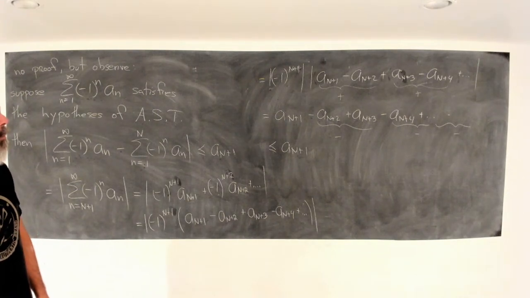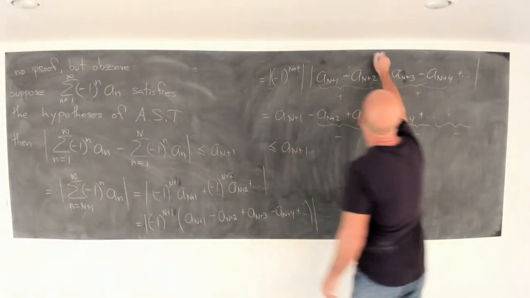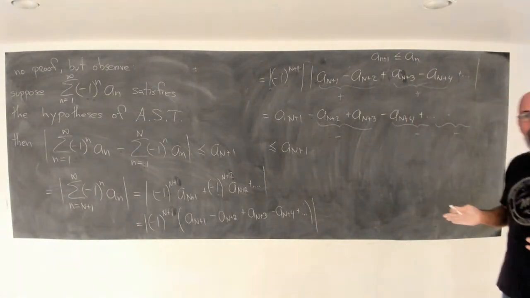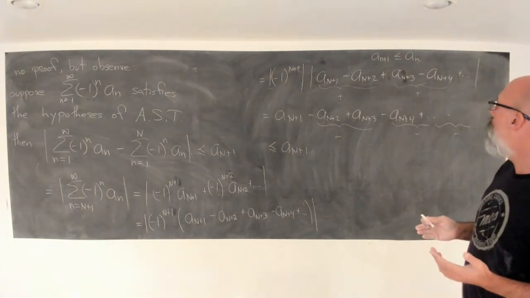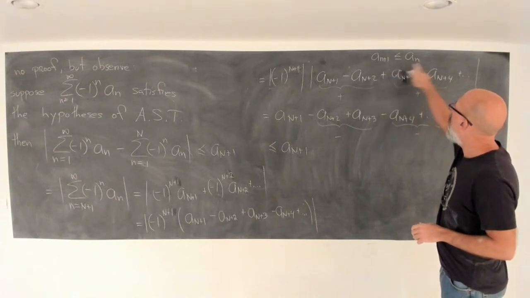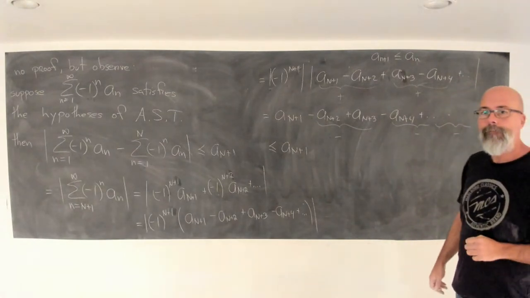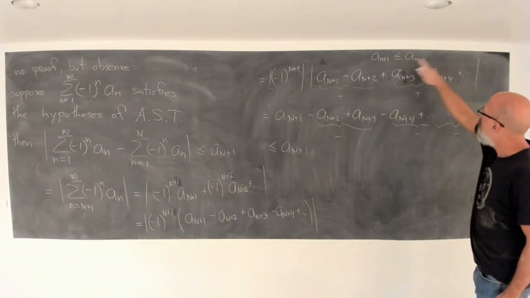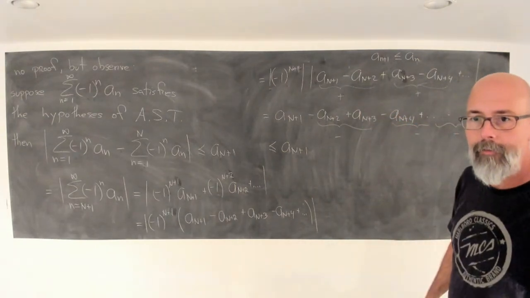Nikki's asking why we grouped the terms two by two and said they were positive. You know that a_(n+1) is less than or equal to a_n by assumption in the hypothesis of the alternating series test. So when you subtract the two, bringing this to the other side, it's bigger than or equal to zero. So this is positive, this is positive, and so on and so on. They're all positive terms. We don't need the absolute value. Everything's positive.